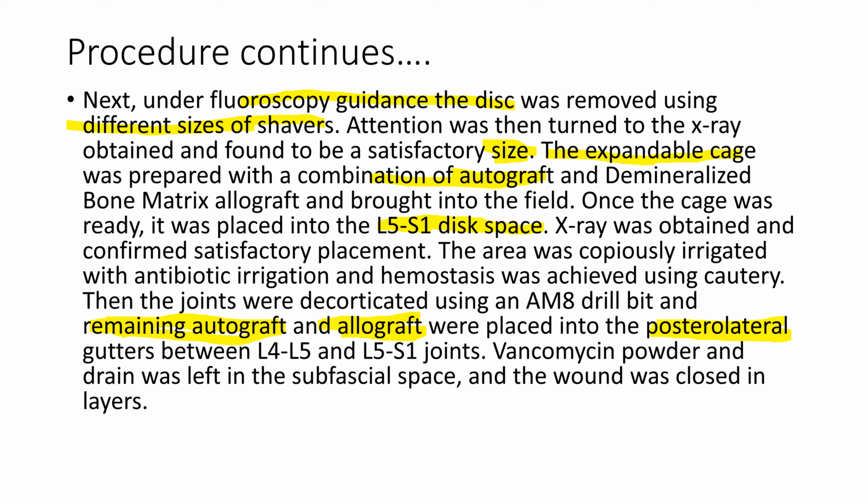So you don't use the allograft, just the autograft. This is another guideline that we should know when they do fusion. So the remaining autograft and allograft were placed into the posterolateral girdle between lumbar 4, lumbar 5. This is one joint level, one joint. And lumbar 5 sacral 1, one joint. You have two joints here, 3 vertebrae, but 2 joints.